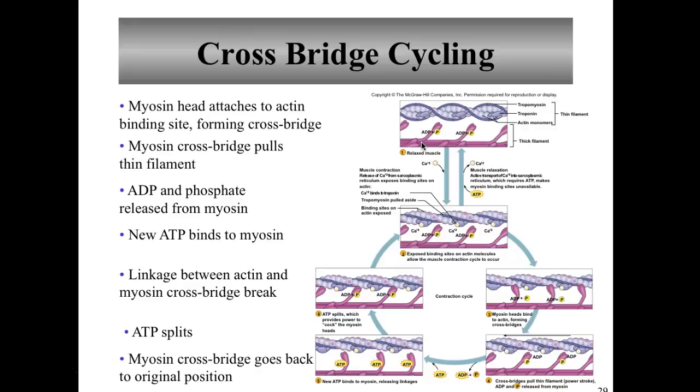Now the cross bridge breaks. ATP binds to the cross bridge but is not yet broken down. The myosin heads are released from actin, and as long as calcium ions and ATP are present, this stepwise walking continues until the muscle fiber has fully contracted. So you can see that step process outlined in the diagram.